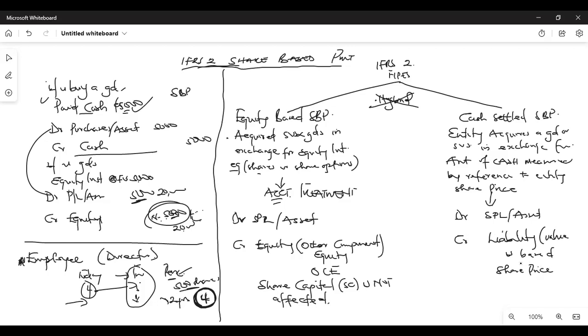All right. What is happening is that I bought something from you. I'm going to pay you, but how much I'm going to pay you will be dependent on the value of my shares. The value of the shares that I'm going to pay you. All right. So these are the two main branches of IFRS 2 share-based payment.